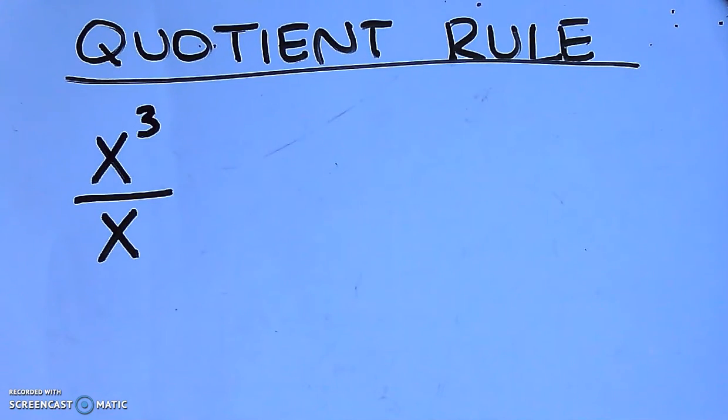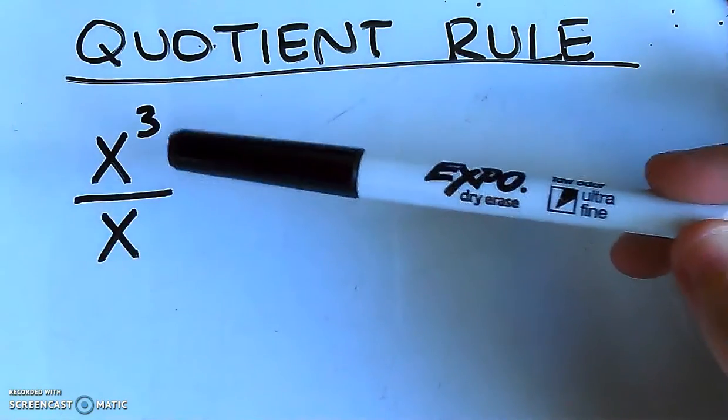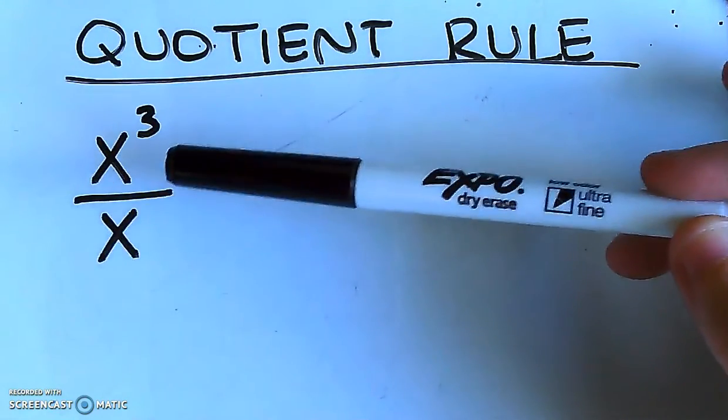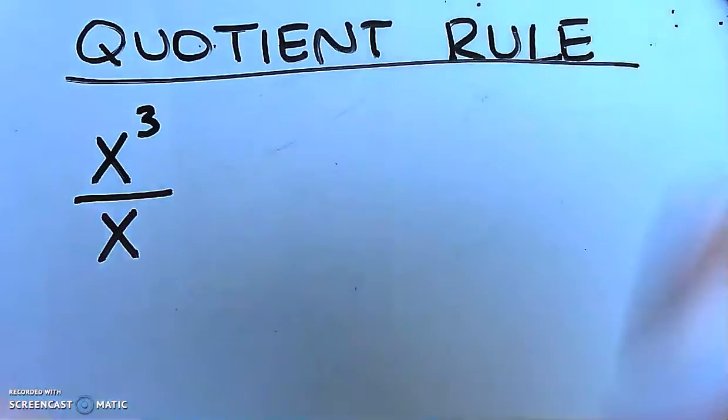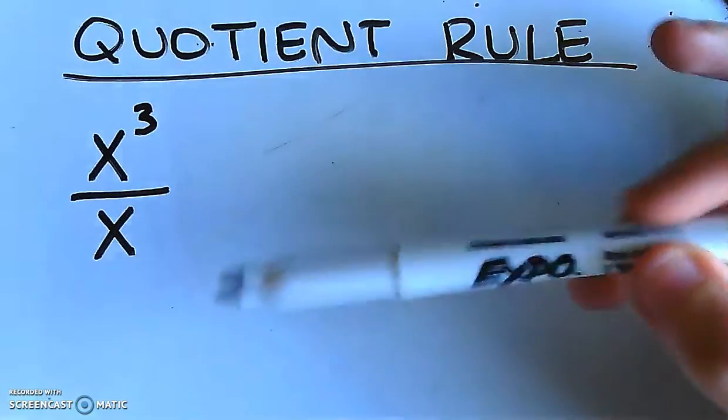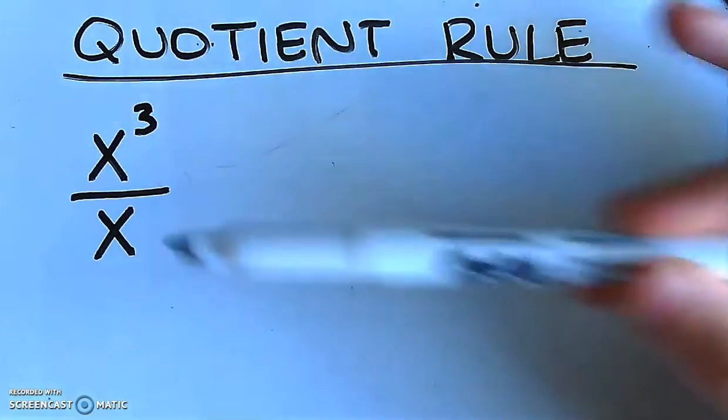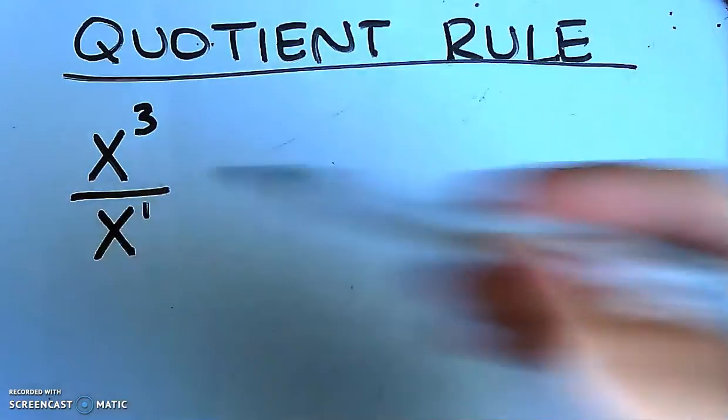Basically what we're going to find in the quotient rule is that when we are dividing two of the same bases, we're actually just going to subtract the exponents. And so what this looks like is, when we've got a variable that's all by itself, that is actually understood to have an exponent of 1.